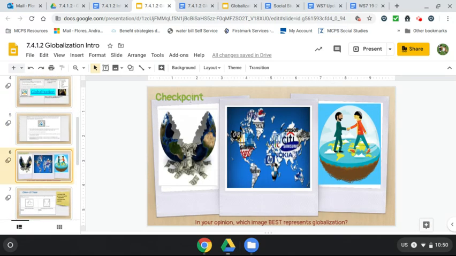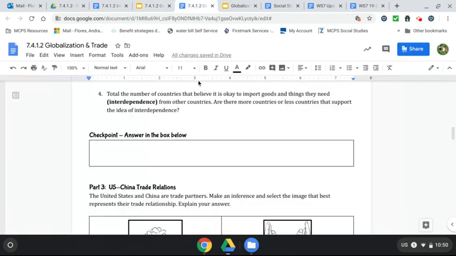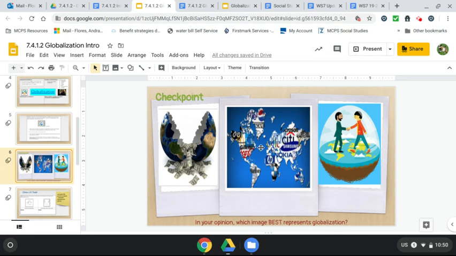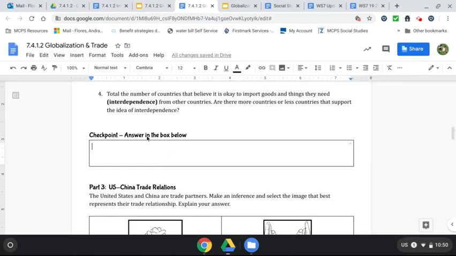Then on the slideshow, you have this checkpoint. You're going to examine these 3 images, and in your opinion, which image best represents globalization? You're going to put your answer here and make sure that you are using a complete sentence. So, I think picture 2 is the best example of globalization because, and you're going to explain why you think that.